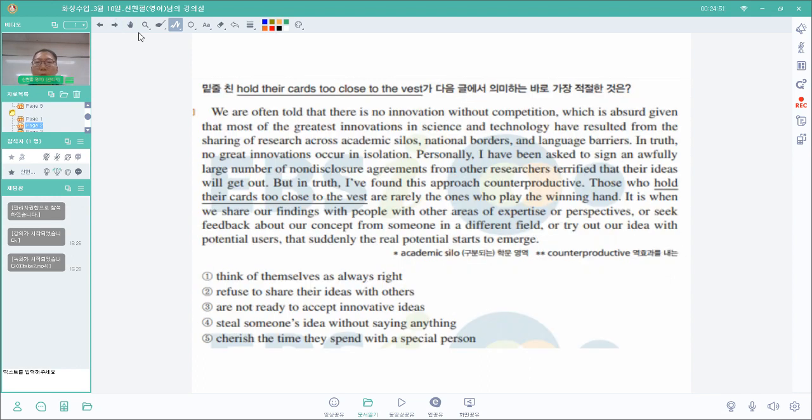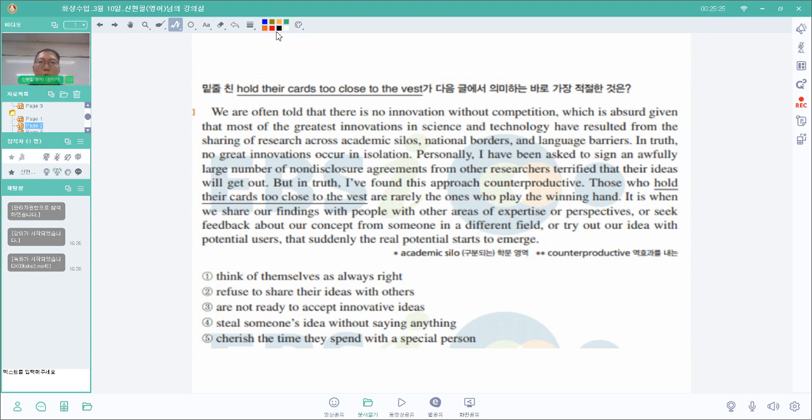And again here, we're supposed to find out the meaning of "hold their cards too close to the vest." Okay? So here it says, we're often told that there is no innovation without competition, which is absurd given that most of the greatest innovations in science and technology have resulted from the sharing of research across academic silos, national borders, and language barriers.